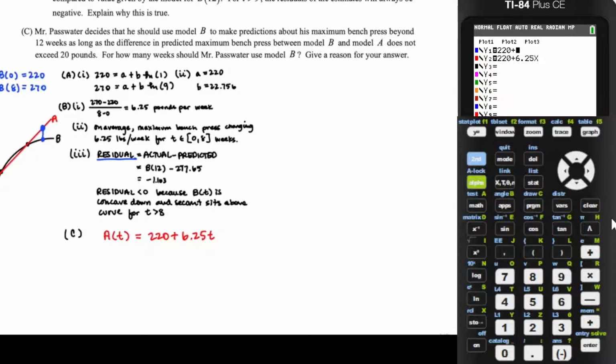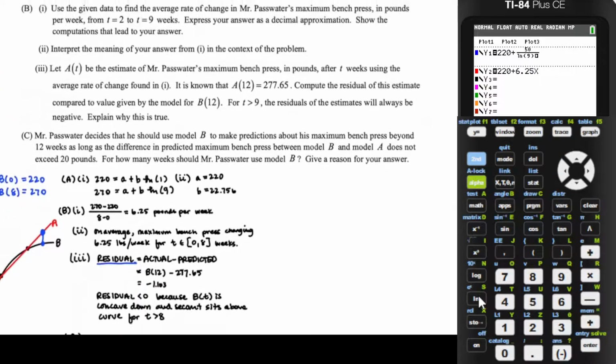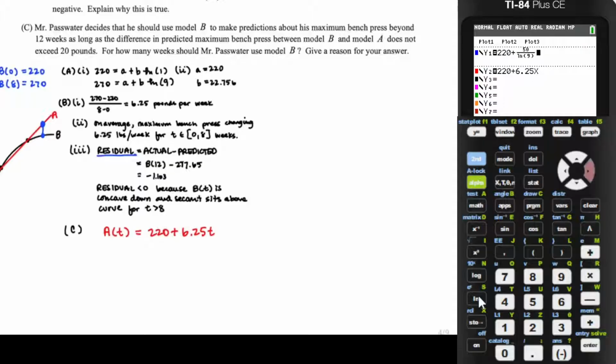It was 50 over the natural log of 9. Pardon my vanity, I just want this to be super exact. 50 over the natural log of 9. Right, and that was how I got that other value. Times natural log of t plus 1. Okay, a plus b log t plus 1.